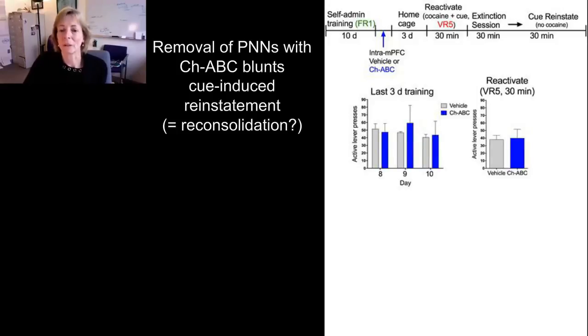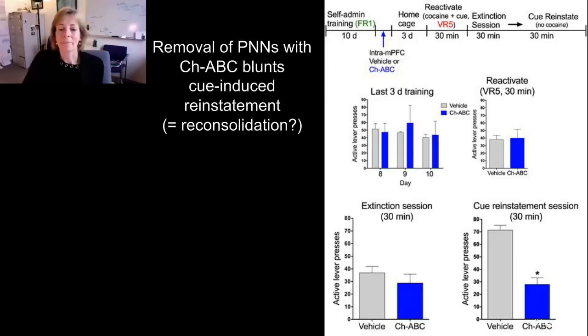What we found, I'm just showing you first what we found for the last 3 days of training. No one has been treated yet with the CHABC, so we expect animals to be the same. This is just showing the last 3 days of training, days 8, 9, and 10. Animals are pressing the lever for cocaine. Then we reactivate the memory, and you can see that they show the same lever pressing behavior during reactivation. Whether they have nets or not, they're still pressing the same. Then we give that extinction session, and we also saw no differences here.